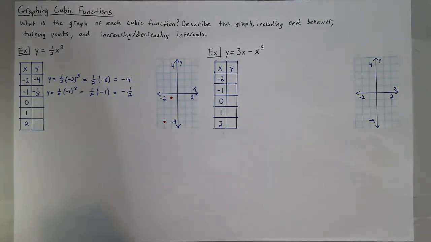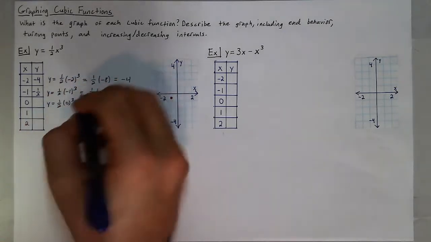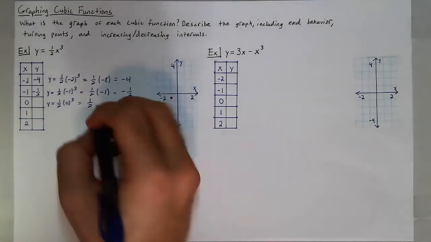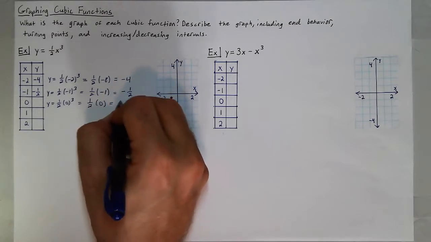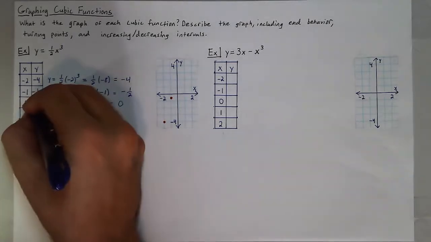I'll plug in 0. So 1 half of 0 cubed. So that's 1 half of 0 times 0 times 0, which is still 0. And 1 half times 0 is also 0. So we have another point at 0, 0.